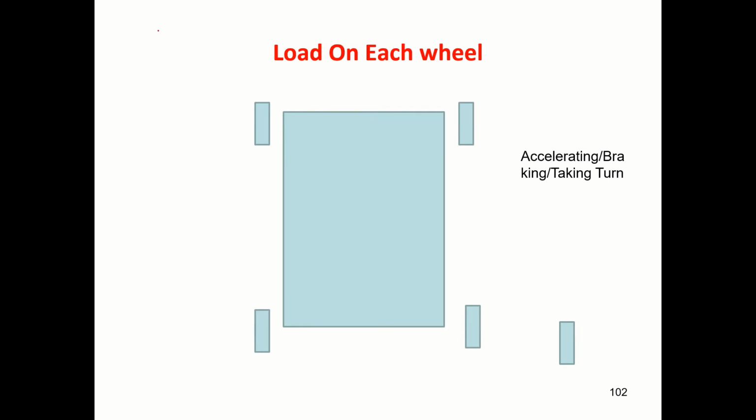Now let us write the equation here to the front. When I write WC by L plus or minus W by G AX H by L, let me write divided by 2, WC by L minus or plus, minus when it is accelerating, plus when it is decelerating.